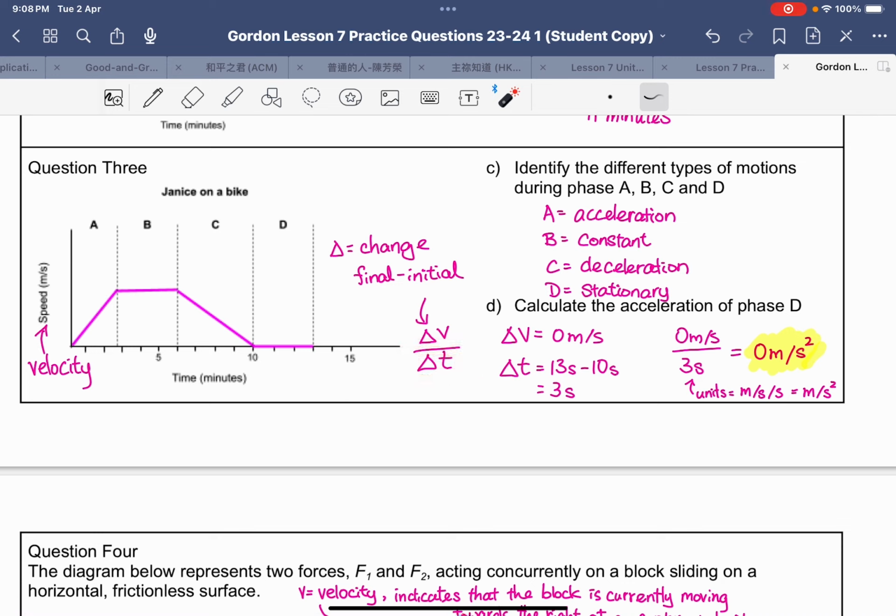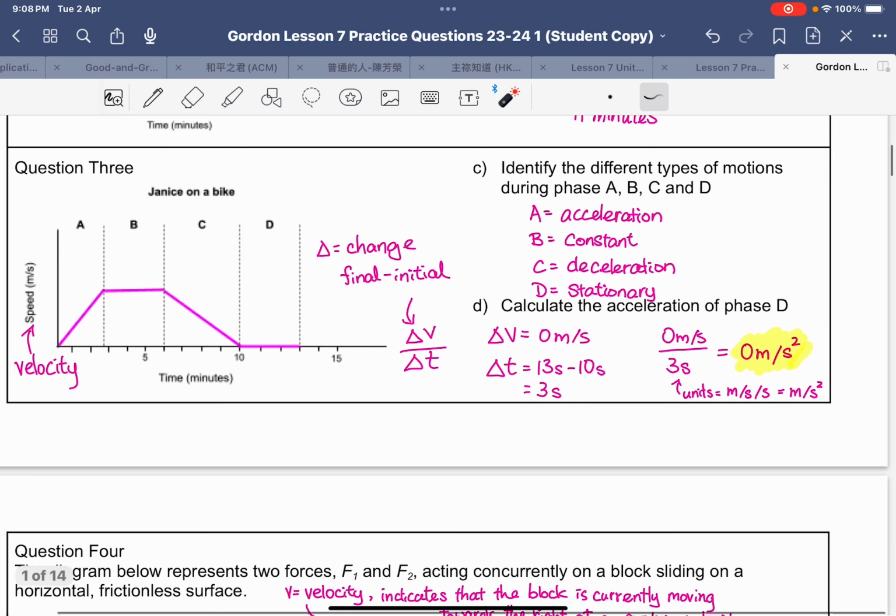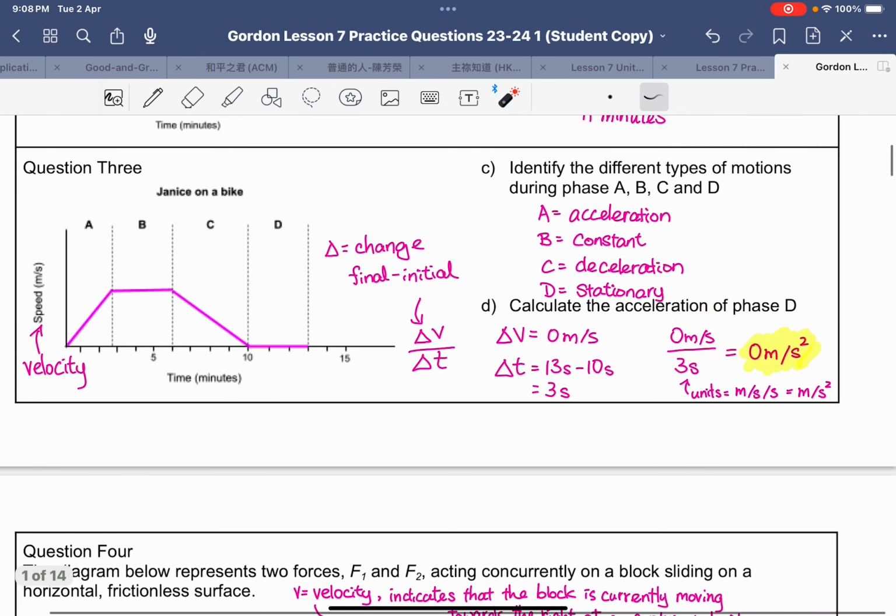So as you can see, the change of velocity in this case, if we're looking at phase D, is 0. Velocity hasn't changed at all. It stayed at 0 the whole way through. Change in time was 13 seconds minus 10 seconds. So in total, 3 seconds were used. And so 0 divided by 3, you're going to have 0 as an answer.